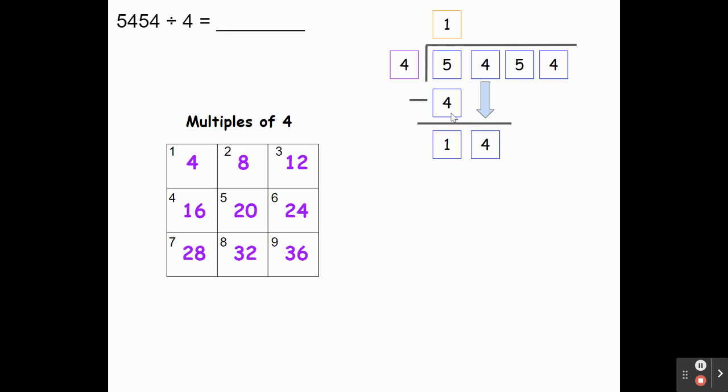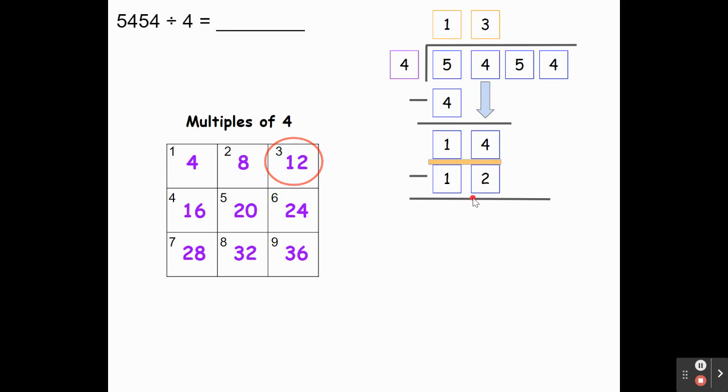We have 14 hundreds. So if we look at our multiples of 4, we can see which multiple gets us closest to 14 without going over, and that would be the third multiple of 4, which gets us to 12. That means each group is going to get 3 hundreds. So in the hundreds place, we're going to place a 3 up here in our quotient. 3 hundreds per group times 4 groups gets us 1,200 shared all together.